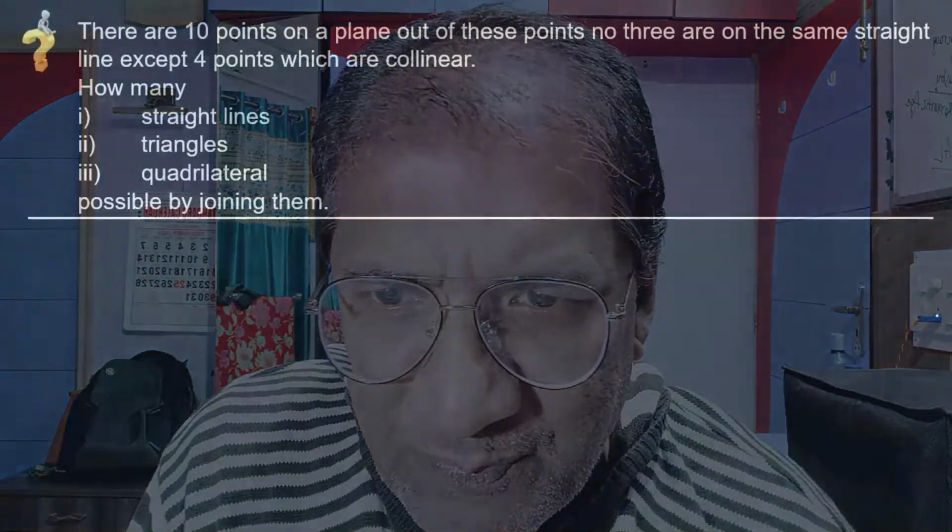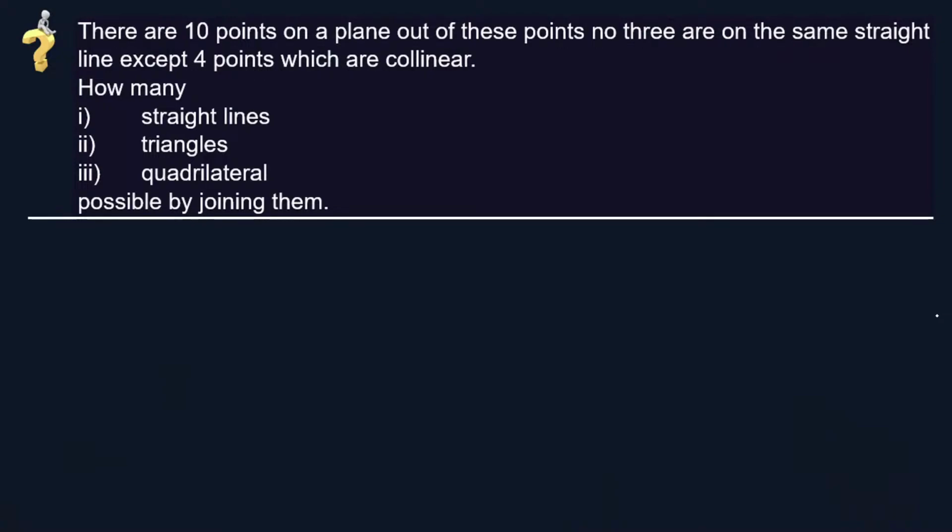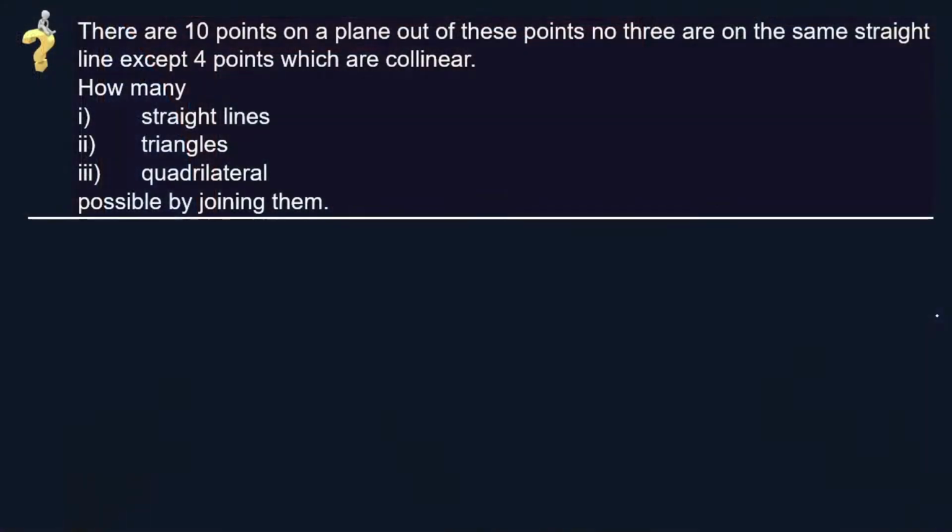Okay, now see this question. There are 10 points on a plane. Out of this, no 3 points are on the same straight line except 4 points which are collinear. What do you mean by that? There are 10 points on a plane, out of which no 3 points are on the same straight line, means no 3 points are collinear, except 4 points. Out of these 10 points, there are 4 points which are collinear. Other than that, no points are collinear, right? Now the question is, how many straight lines can be formed?